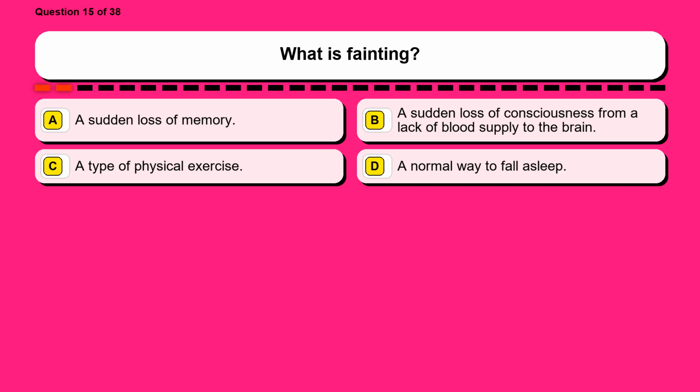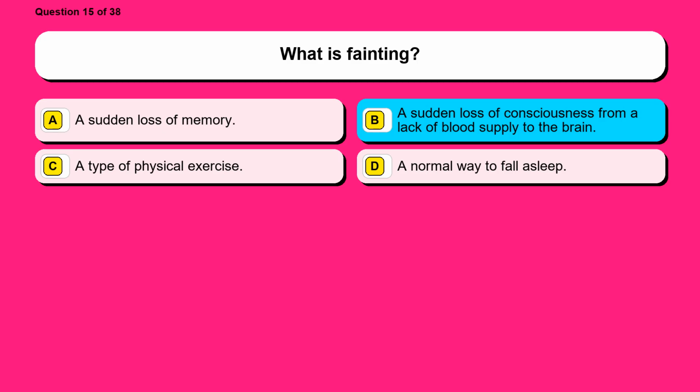Question 15. What is fainting? Option A. A sudden loss of memory. Option B. A sudden loss of consciousness from a lack of blood supply to the brain. Option C. A type of physical exercise. Option D. A normal way to fall asleep.